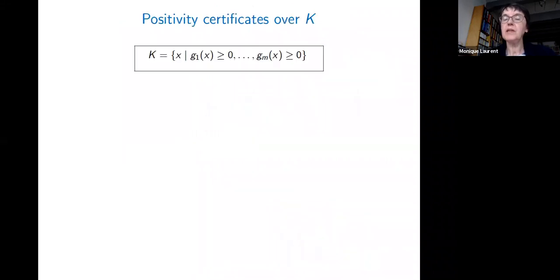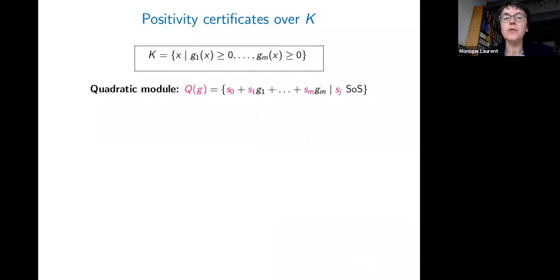But we are minimizing a polynomial on a feasibility region K, where K is defined by polynomial inequalities. So we need positivity certificates over K. Here is a way to get a positivity certificate. We can try to represent the polynomial as a conic combination of the constraints which define the set K. We try to write the polynomial as S0, where S0 is a sum of squares, plus the sum of Sj times Gj, where every Sj is a sum of squares.